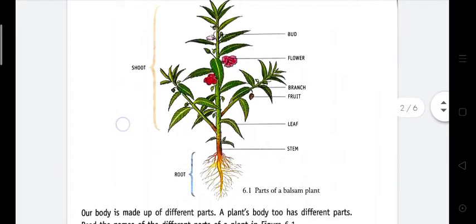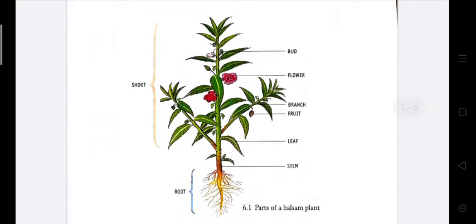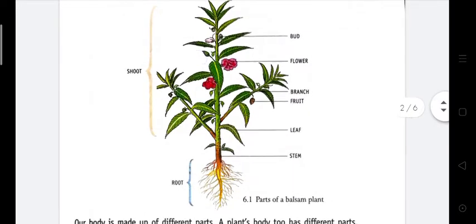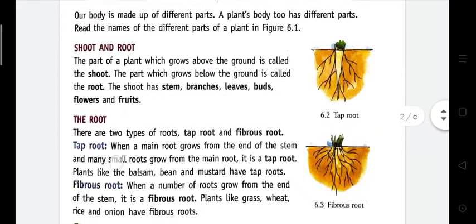We divided a plant into two main parts. One is root and the other is shoot. The part which grows under the ground is called root, and the part which grows above the ground is called shoot. Shoot also has many parts like bud, flower, branch, fruit, leaf, stem, etc. So let's read more about it.